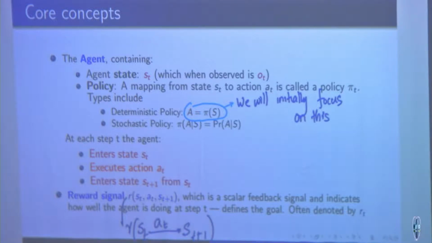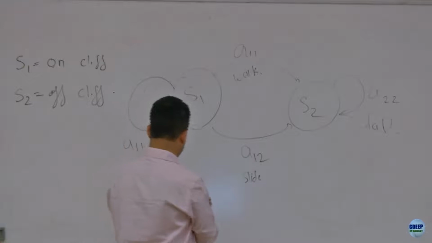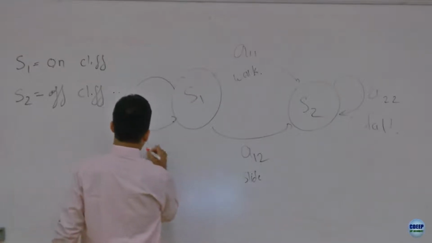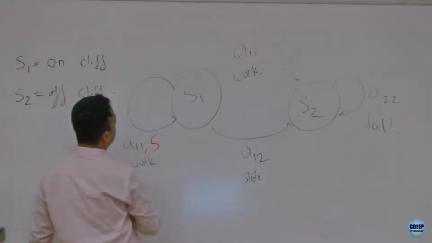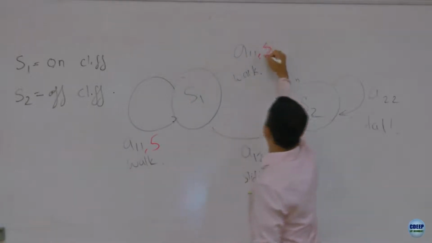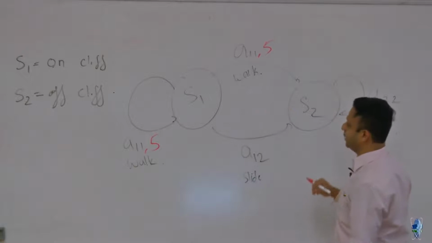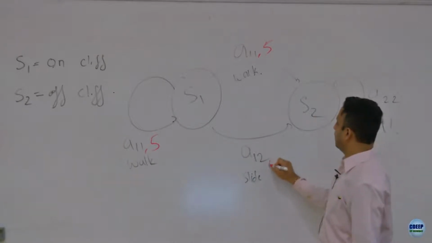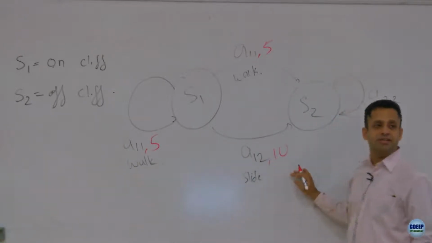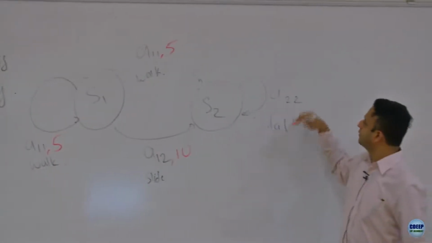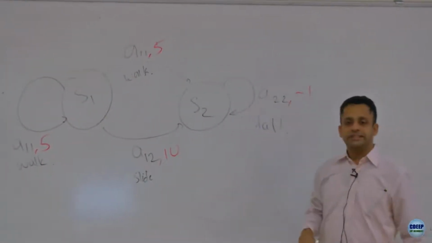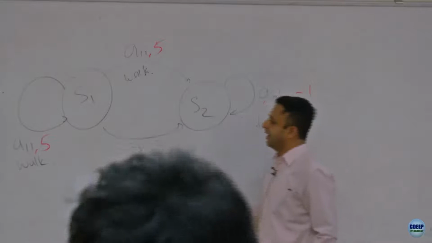So I have been generally using blue for policy, and let me use red for reward. So you could have a reward of 5 when you are back on state S1, or using action A11 when you walk from S1 to S2, a reward of 5, a reward of 10 when you are sliding, which is much safer than walking off a cliff, but once you are off the cliff, it is danger, -1, right?